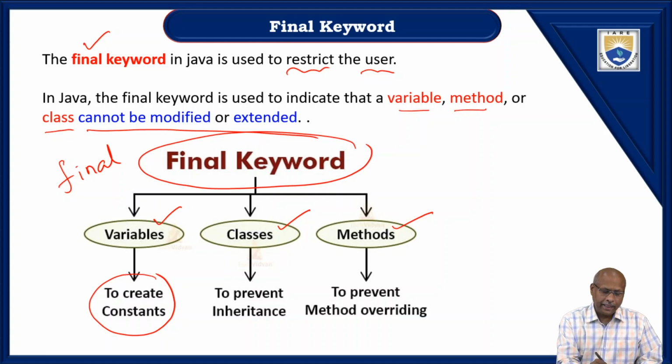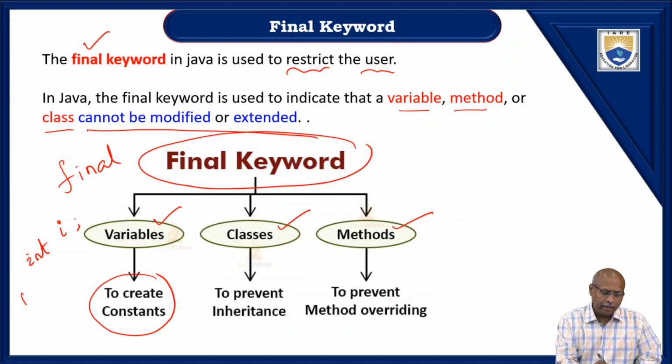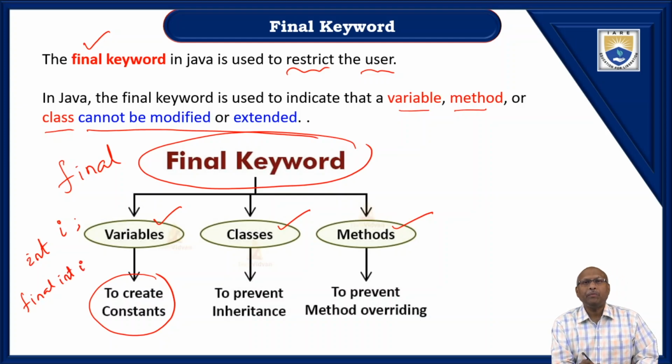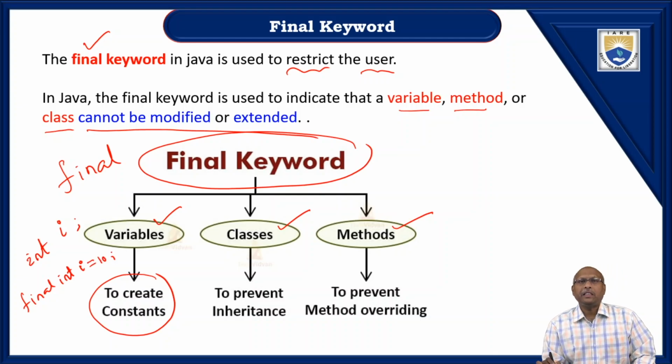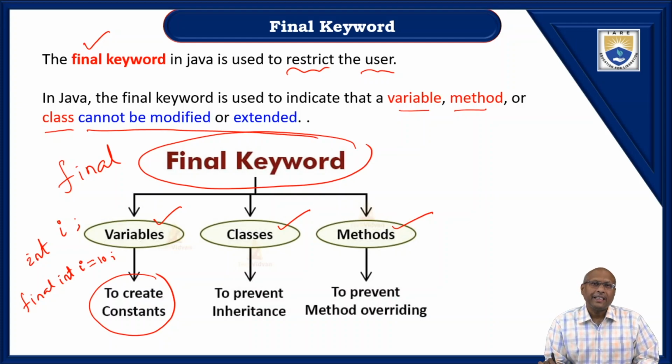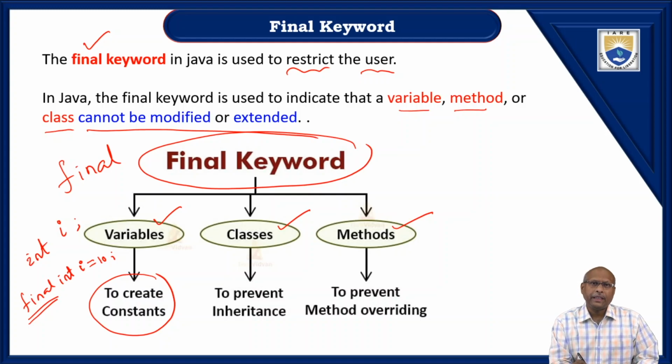For example, if I write int i, then automatically i is a normal variable. If I write final int i, then this becomes a final, constant variable. If it is a constant variable, then you have to assign some data, for example 10. That means i is always 10 only. So if you want to make it a lifelong constant, go for final. Whenever you want to declare a constant variable in Java, use the final keyword.